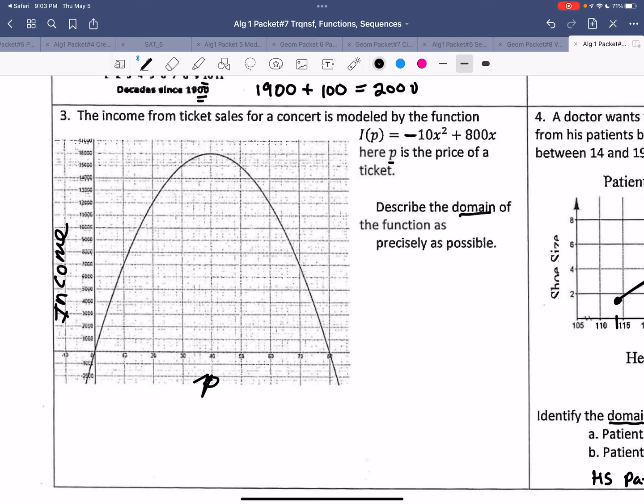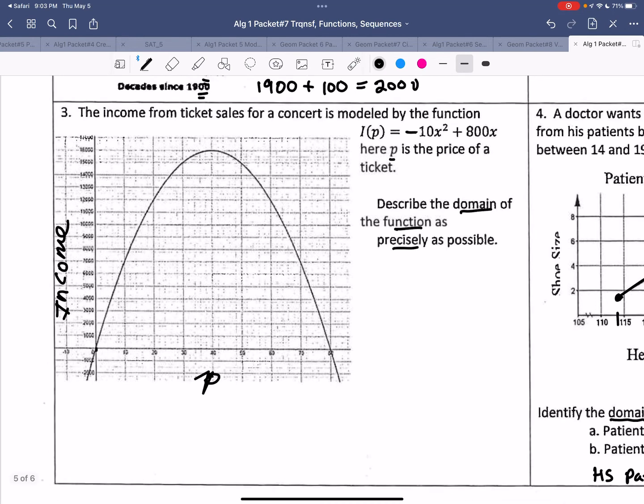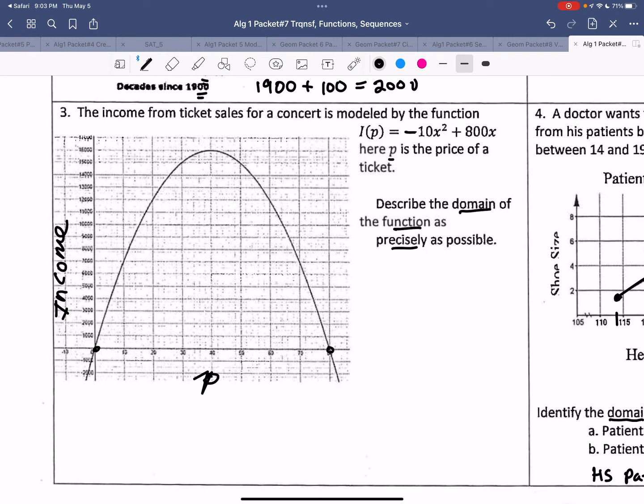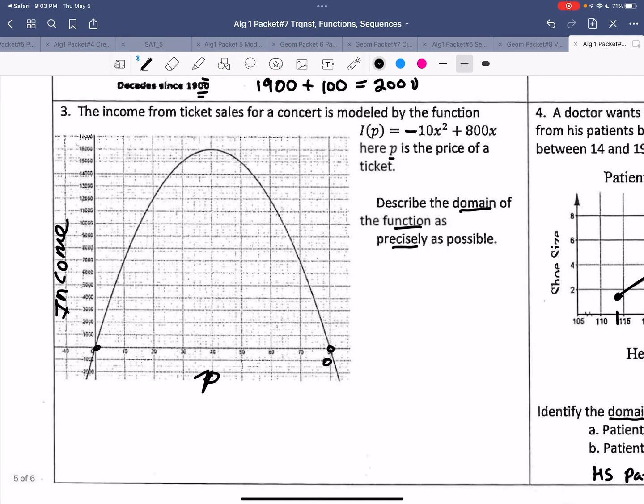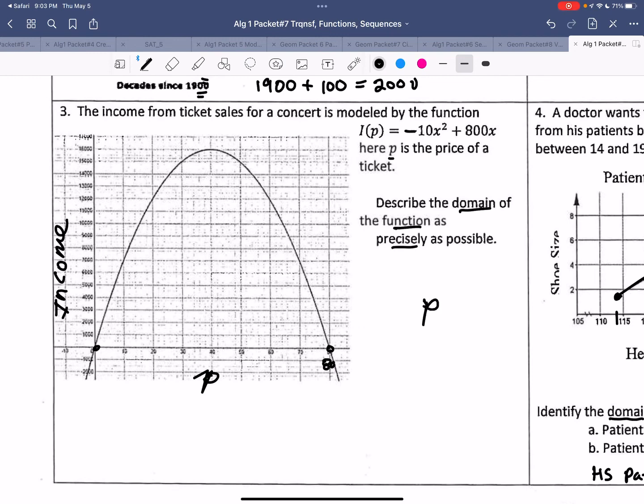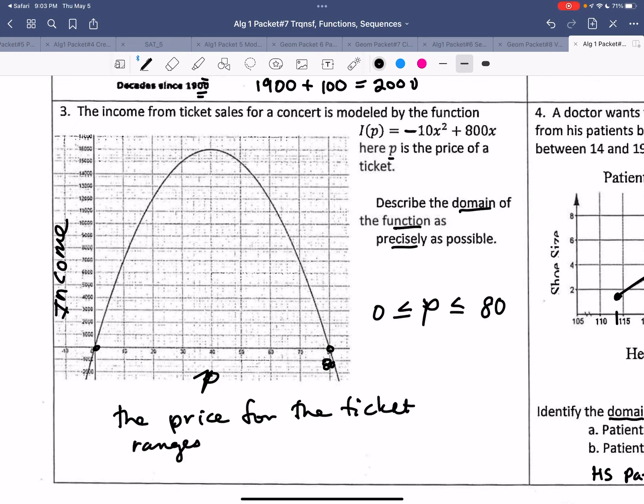Describe the domain of the function as precisely as possible. So P is the ticket price. It looks like it's ranging from 0 to 80. So P is acting on my x-axis. It's going from 0 to 80. So what does this mean? It's like the price for the ticket ranges from $0 to $80.